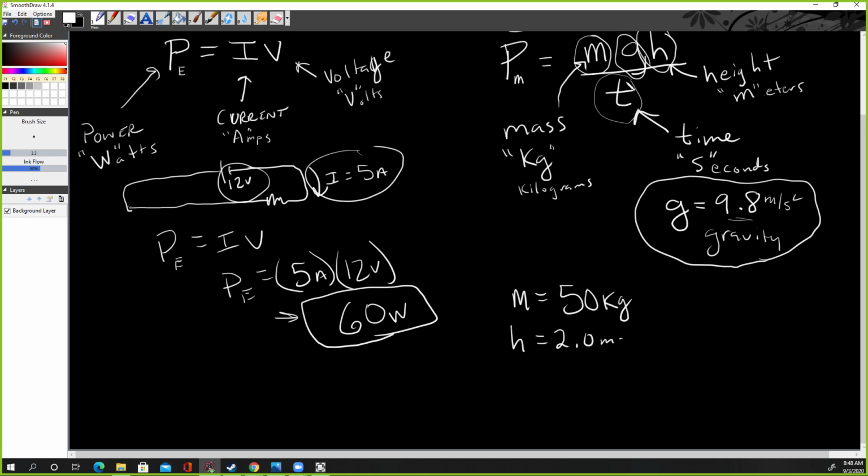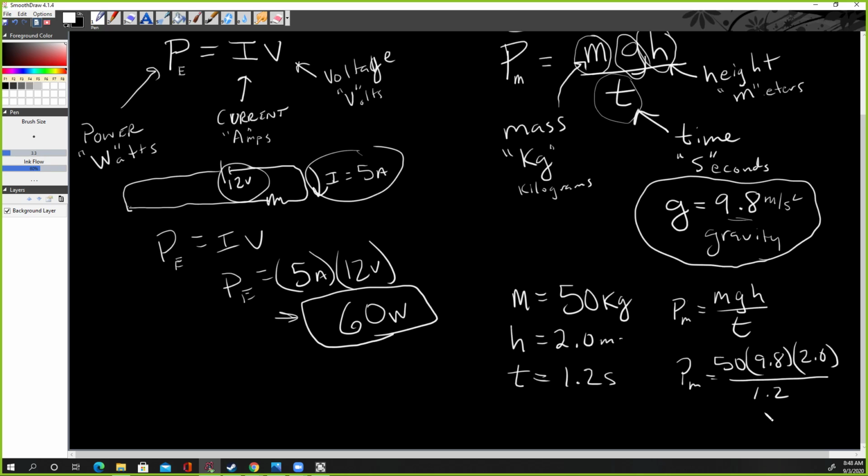And then I need to tell you how much time it took me to lift this, right? So time, I do a big quick power lift. I did it in 1.2 seconds. Probably could have even done it faster. So how much power is this? Mechanical power is equal to mgh over t. So let's do this. Mass is 50 times 9.8 times height, 2, divided by 1.2.